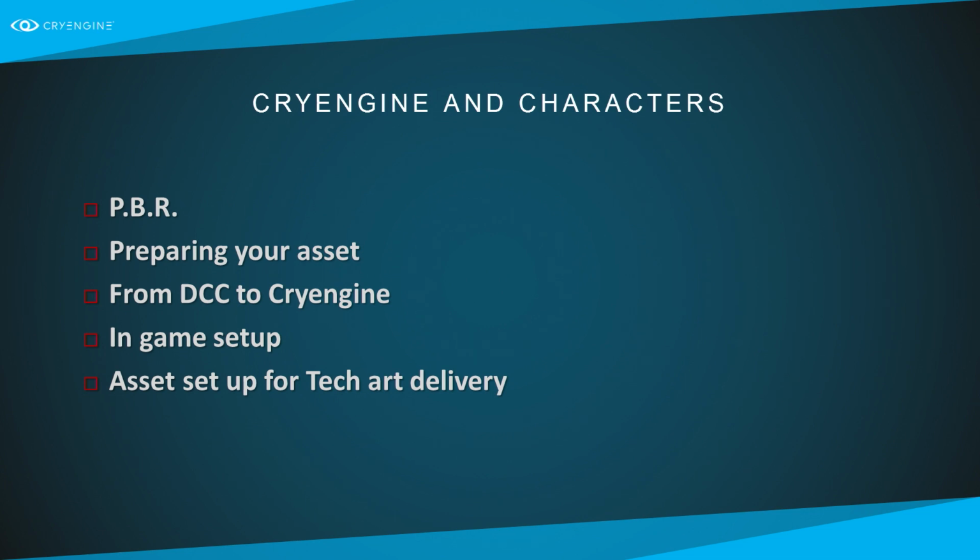Today I'm going to be touching on a couple of things that make characters in Cryengine. PBR, how to prepare your asset from DCC to Cryengine. DCC meaning Max, Maya. Today it's going to be 3D Studio Max, which is a tool to model assets that we use as a base. And then making a quick in-game setup so you can look at your character and develop it from there. And then I'll make a quick talk about how we tend to make an asset and then deliver it to tech art.